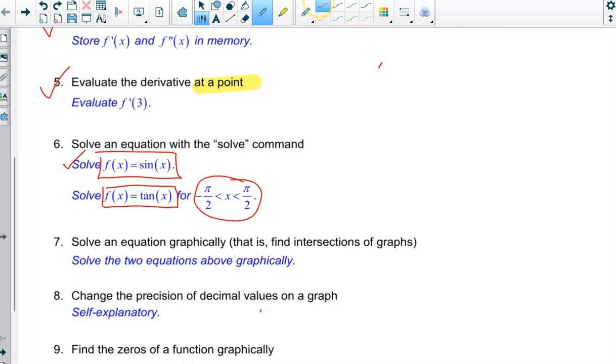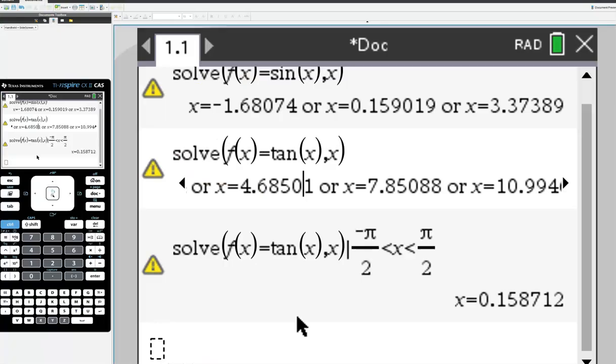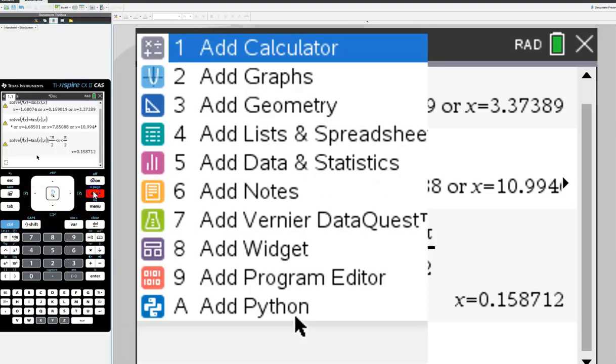Okay, it says solve an equation graphically, that is, find intersections of graphs. So we're going to solve the 2 equations above graphically. I'm going to go back to this equation and this one, but I'm going to solve them graphically instead of using the solve command. I'll tell you why it's important to be able to do that later. So let's jump over to the graphing page. I'm going to add a graphing page.